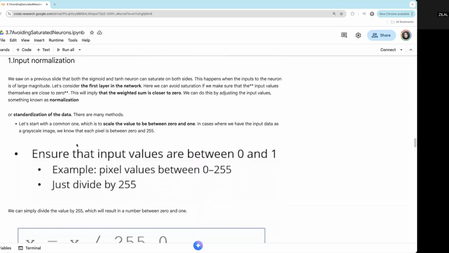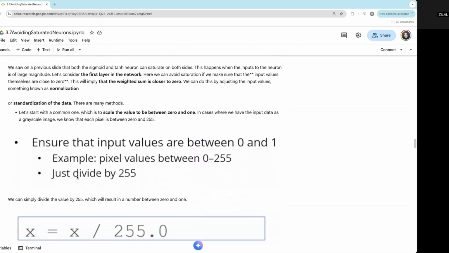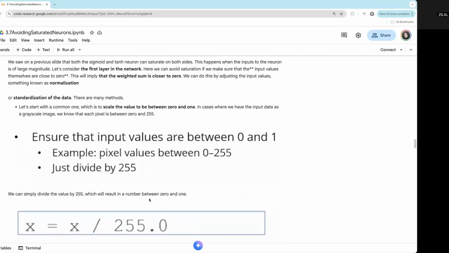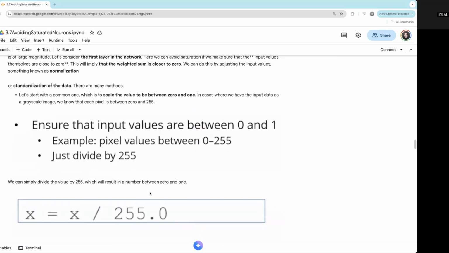Let's consider the first layer in the network. Here we can avoid saturation if we make sure that the input values themselves are close to zero. This will imply that the weighted sum is closer to zero. We can do this by adjusting the input values, something known as normalization or standardization of the data.